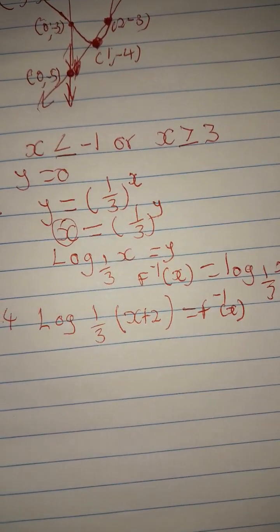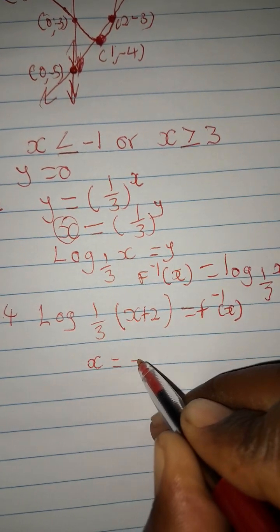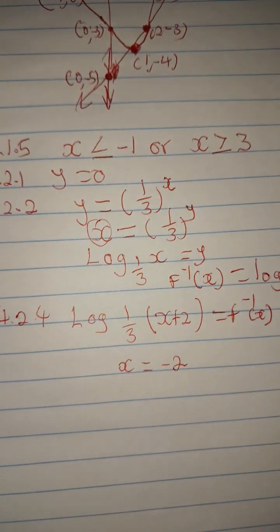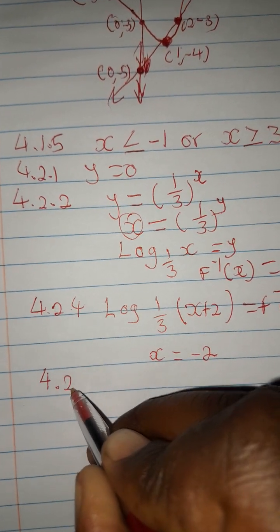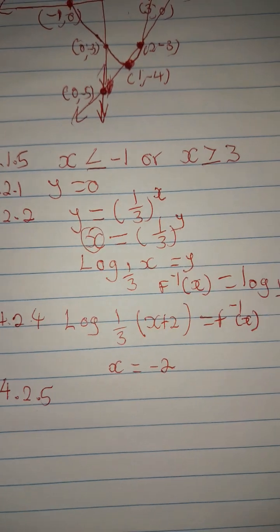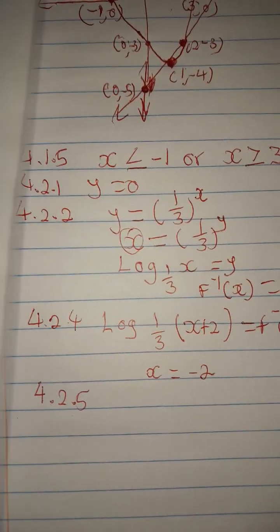Okay, then right, if they wanted the equation, we can also continue, but we will have x is equal to -2 in this case, right? We'll have x equals -2. So let's go to 4.2.5. Okay, hope you're learning, guys. Hope you're learning. So let's prove this part.